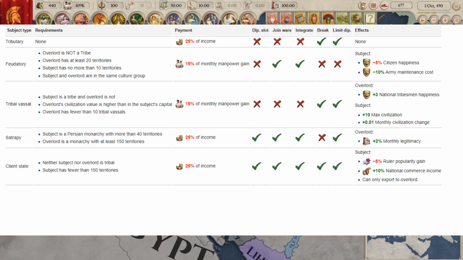Client states also join your wars, which makes it really good because they maintain their own armies, and they can be integrated and they are limited diplomacy-wise. Just remember that they cost a diplomatic relations slot and they can break the relationship, but to break the relationship you've got to be disloyal and have rebellion and whatnot. But if you keep the client loyal, the break will never happen, so just don't really worry.